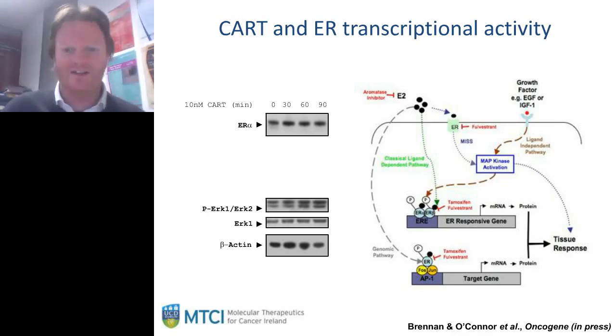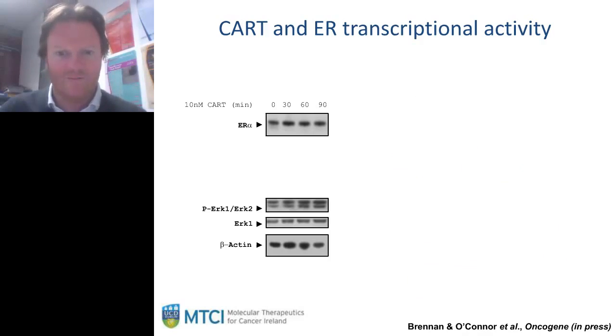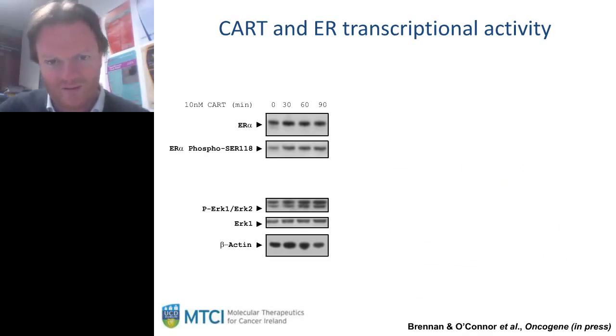Given that we had already seen that CART could activate the MAP kinase pathway, we wondered whether it led to the phosphorylation of the estrogen receptor at another site. So we looked at phosphoserine 118 levels, and indeed found that CART activates phosphorylation of the estrogen receptor at serine 118.